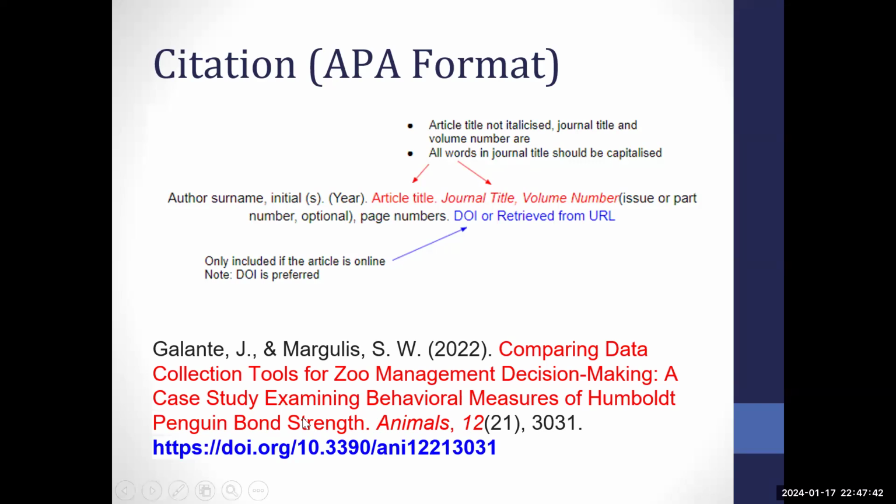The journal that it was published in is called Animals, and the volume number was 12, the issue number was 21, and the page numbers, or like I said, in this case, the article number was 3031. And then I've copied the link to the DOI here. We want you to practice this. And so for homework, you'll see, as I'll explain in a second, that there is an article that you should look at and you should find the citation for and record that within your article summary.